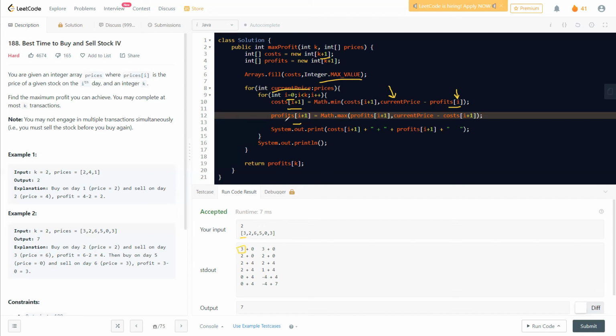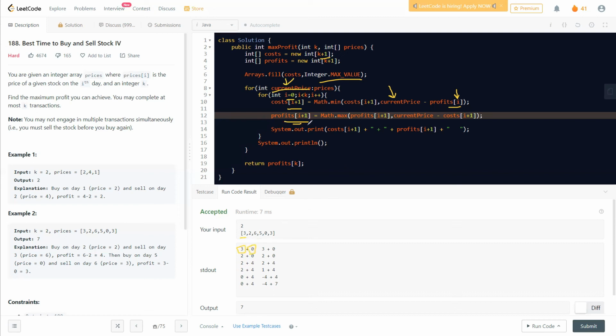Fine. And for the profits, what we did was the maximum of profits of i plus 1, that is the current position profit, which is 0 by default, or current price minus cost, current price being the price at this position minus the cost we spend at this position. Fine. So it's more or less this, right now it's 0, because we are just spending that much money on it.